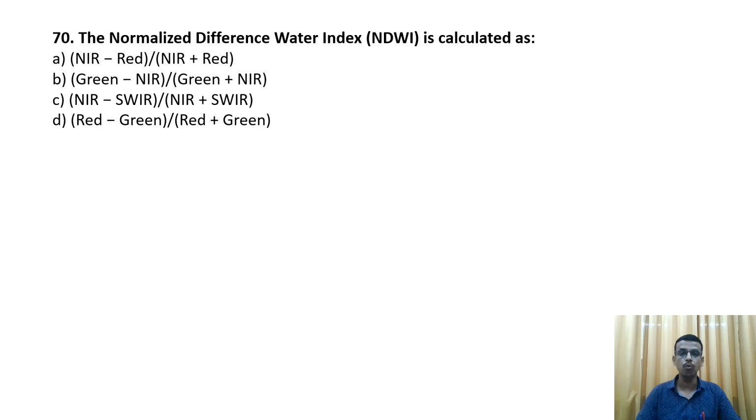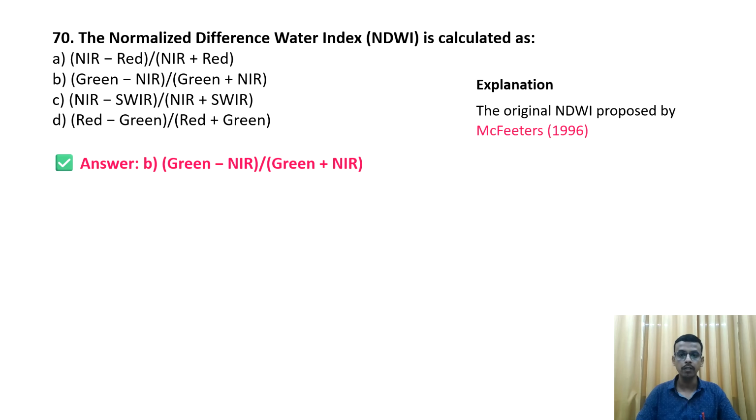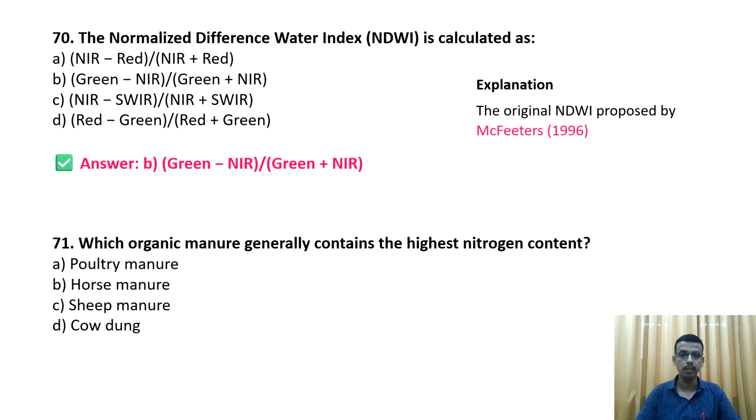Then the normalized difference water index. See, there is a formula. First one: NIR minus red divided by NIR plus red. This is the formula of NDVI, normalized difference vegetation index. But for NDWI, the formula is green minus NIR divided by green plus NIR. This is given by McFeeters, in 1996.